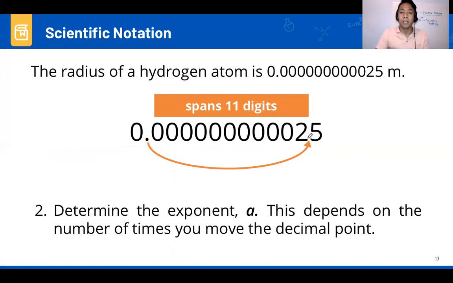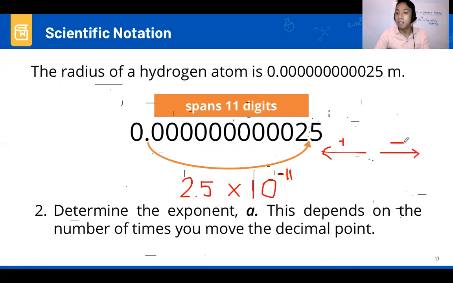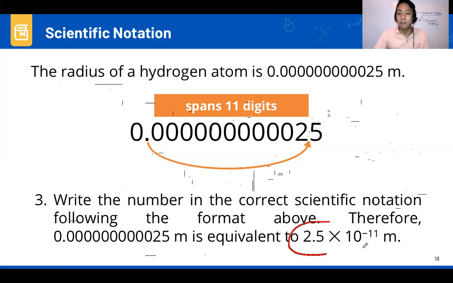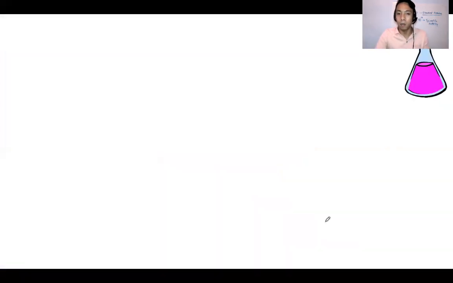So what's next? We need to determine the A. Again, our n is 2.5, multiplied by 10, the constant, and we move to the right. So what will happen to the sign? It will become positive or negative? Negative. So it will become negative. How many? 11. Remember, left, positive. Right, negative. Easy. So this will be our final answer. As easy as that.